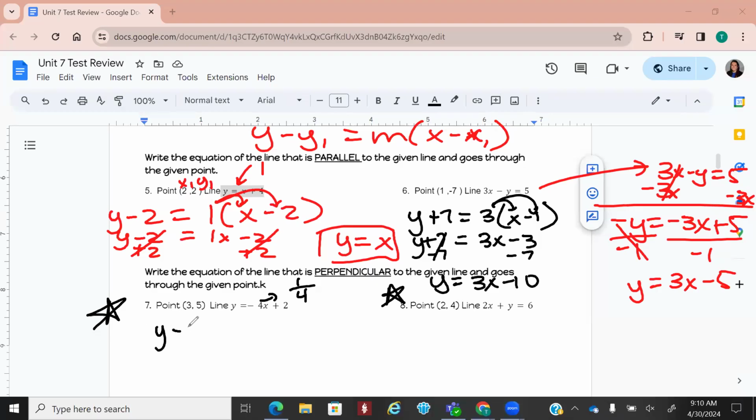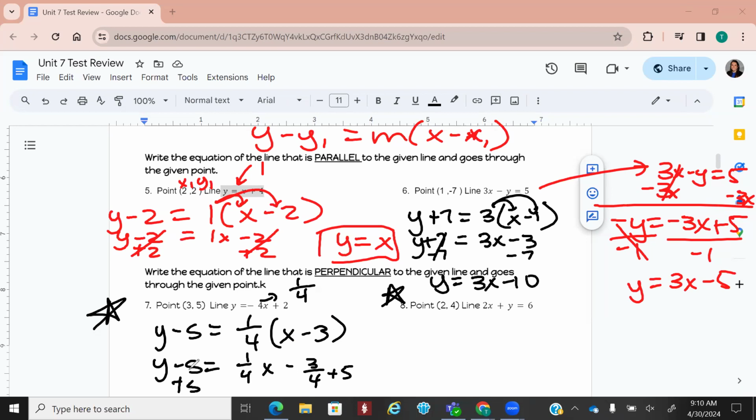So you should have gotten y minus 5 is equal to 1/4 times x minus 3. If you distributed, you would have gotten 1/4 x minus 3/4, y minus 5. We're going to add 5 to the other side. When we do that, we're going to get y equals 1/4 x plus 17/4. If you put that in decimal form, that's okay. That's not that big of a deal. Because x minus x1 in the original formula, that's 3 positive, so minus 3.